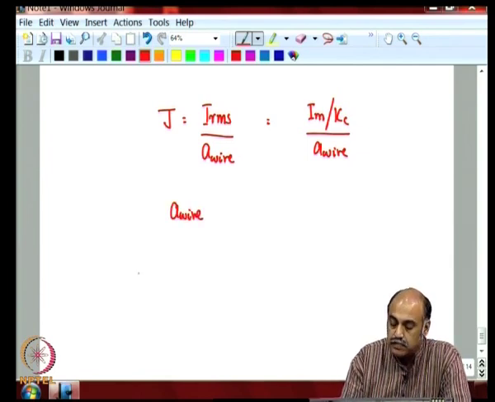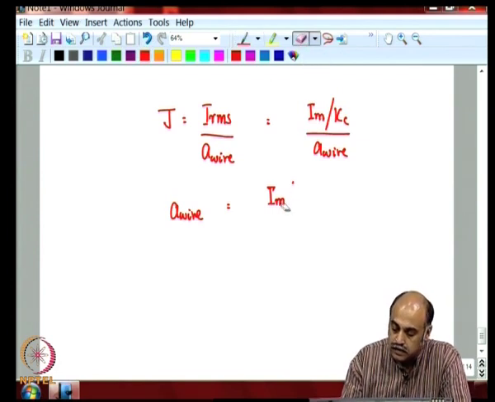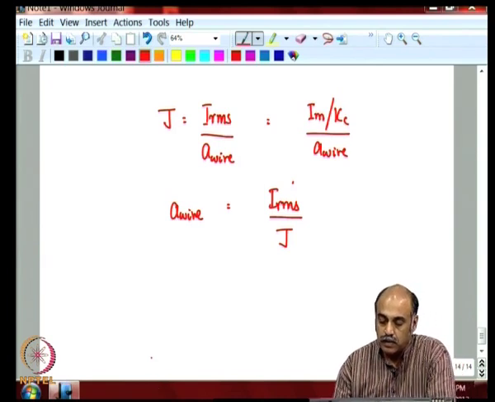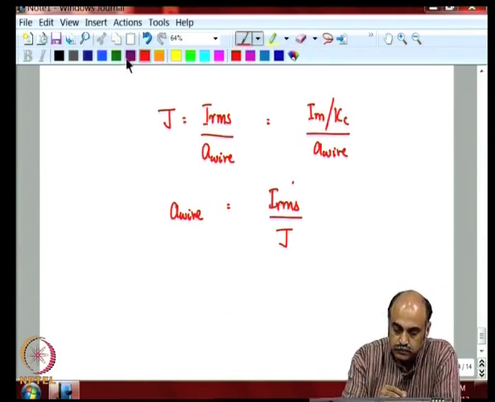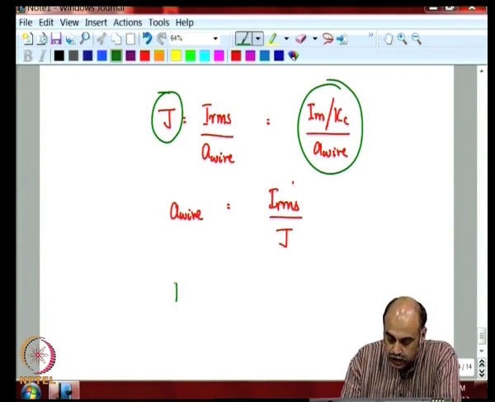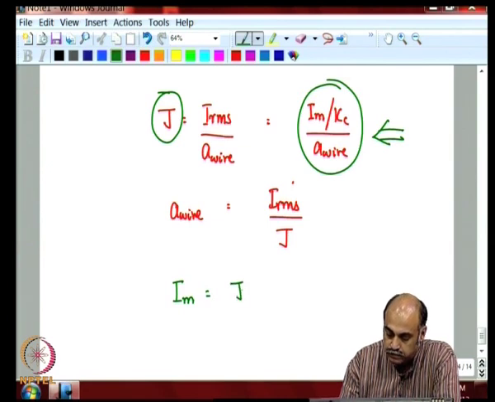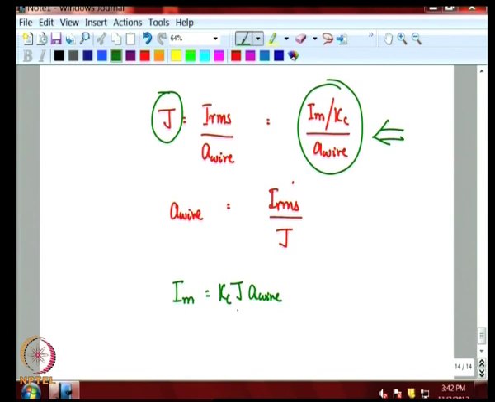Therefore, the wire cross section area can be calculated using this above equation, I RMS by J. Okay, now coming back to this issue of J, let us put it in this fashion. Im, that is, I am referring to this equation, equals J Kc a wire. Now, this is another interesting relation that we may use.